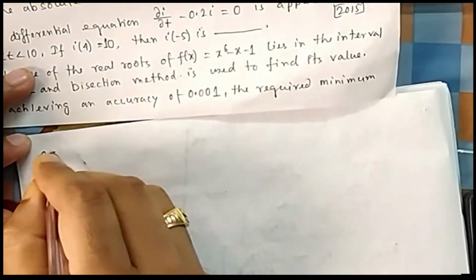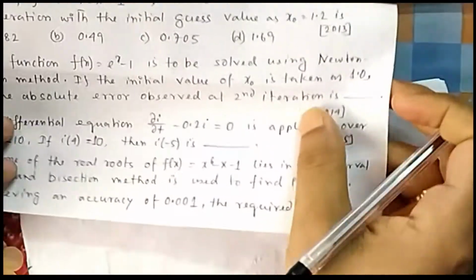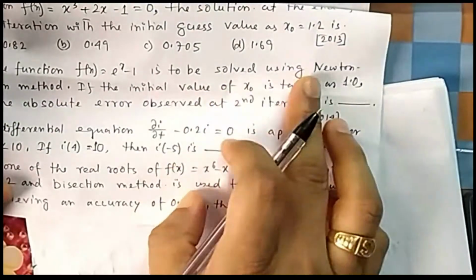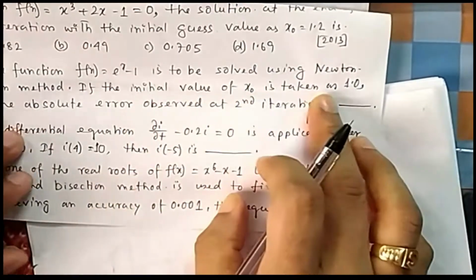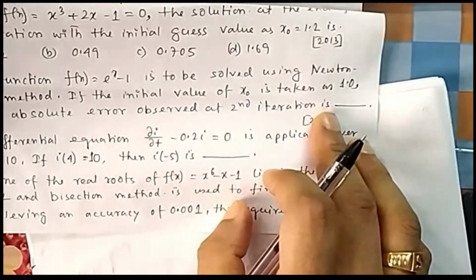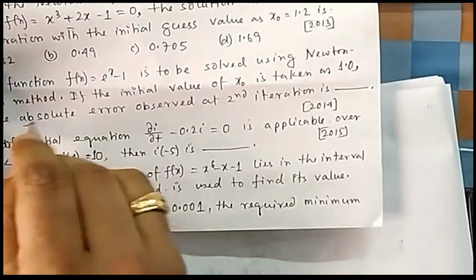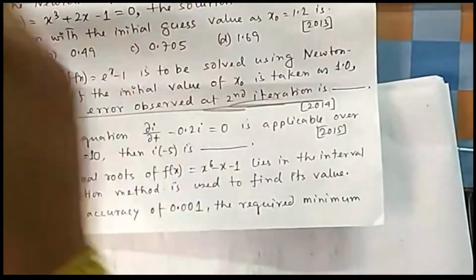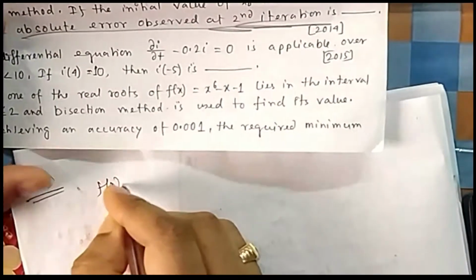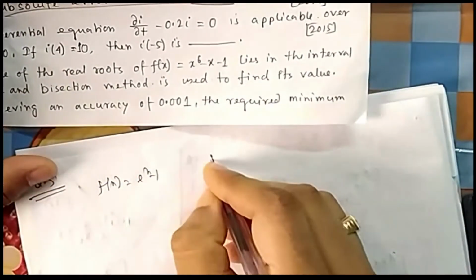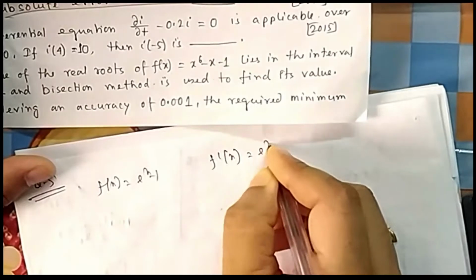So question number 5. The function f(x) is to be solved using the Newton-Raphson method. The initial guess x0 is taken as 1, and the twist here is that you have to find the absolute error at the end of the second iteration. So let us do the second iteration first. f(x) equals e to the power x minus 1, so f dash of x is also e to the power x.